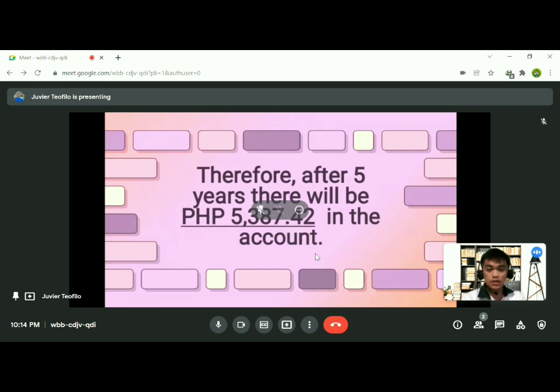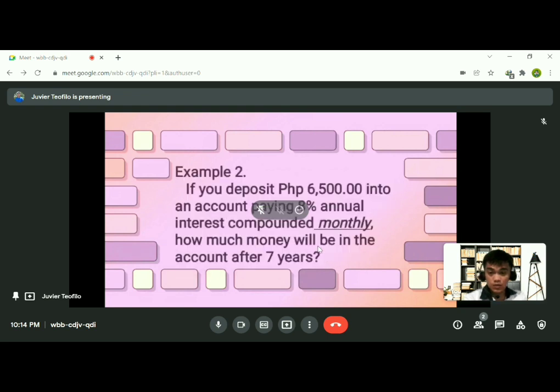So let's proceed to example number 2. Let me read it again. If you deposited 6,500 pesos into an account paying 8% annual interest compounded monthly, how much money will be in the account after 7 years?